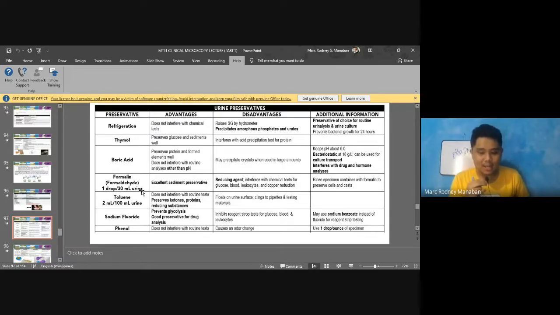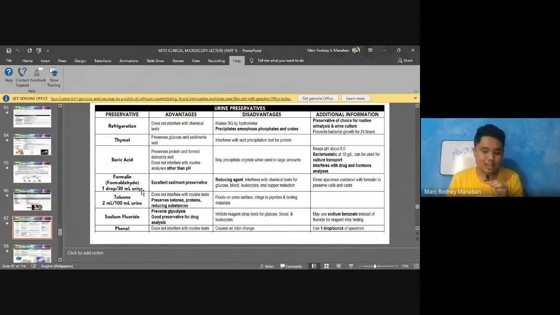Next, you have boric acid, dears. It only affects pH, but it's the best. It's not the best, but it interferes with drug and hormone analyses. Take note of that. But it's usually used for culture because it's bacteriostatic.